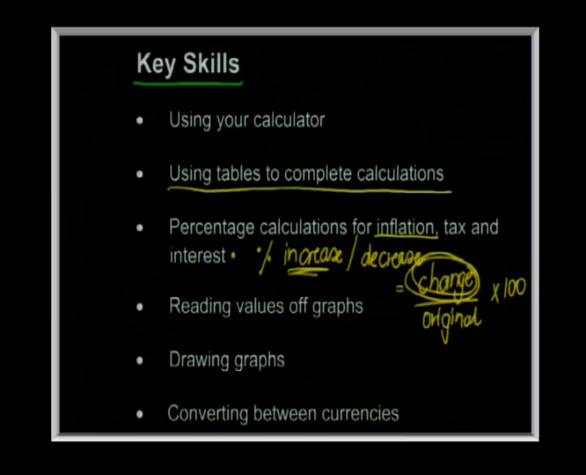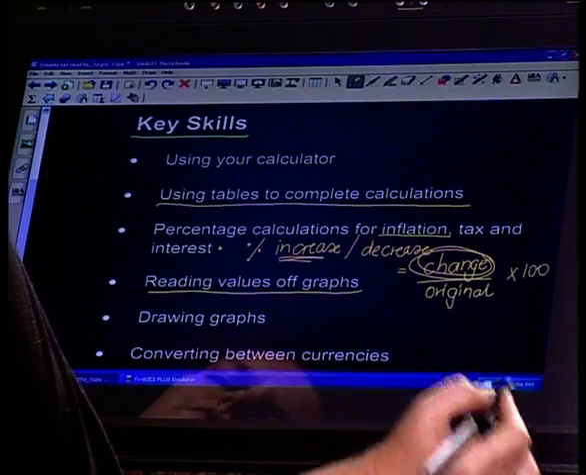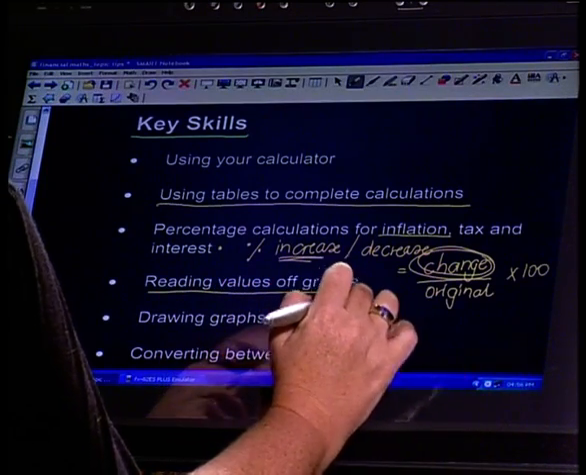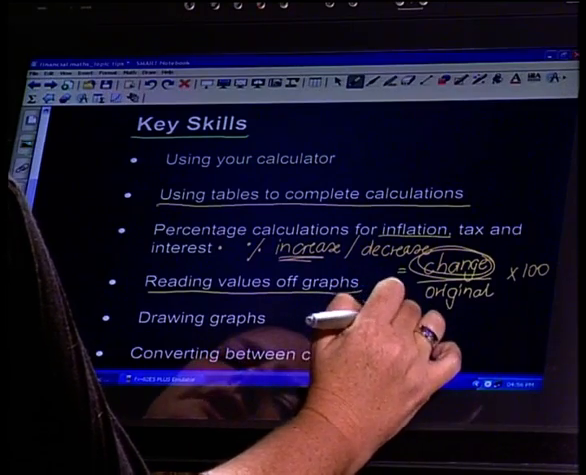The next key skill is reading values off graphs. You need to make sure you're looking at your axes very, very carefully, because that's where most of you make your mistakes. You don't actually focus on what you're reading off the graph, and you're not looking at those little tiny segments in between the actual values. So you can decide, is it going up in tenths, hundredths, thousandths, and work out, is it going up in values of 2, 4, 6.